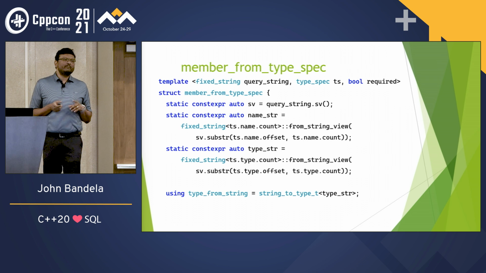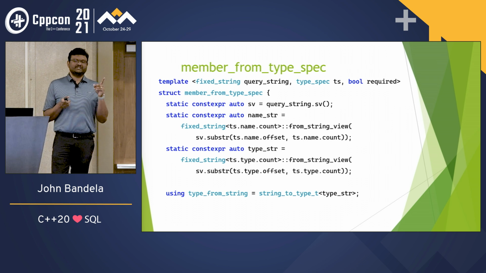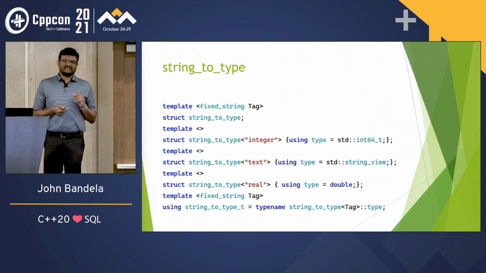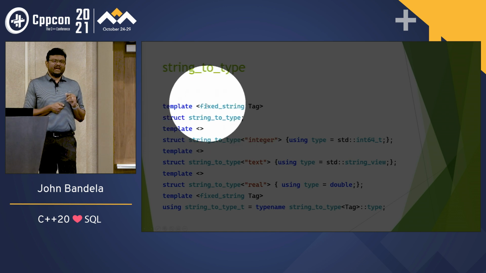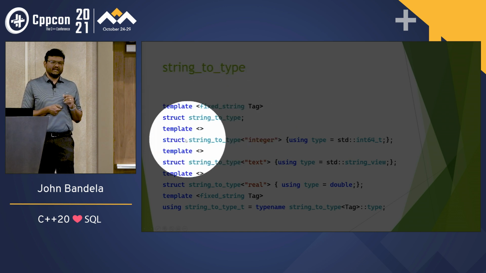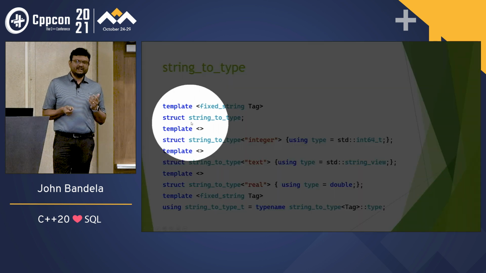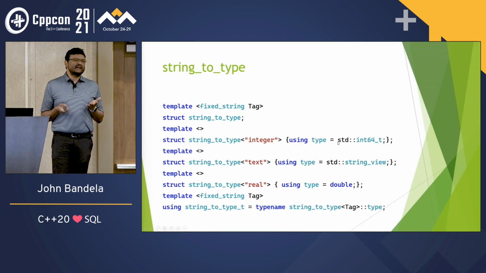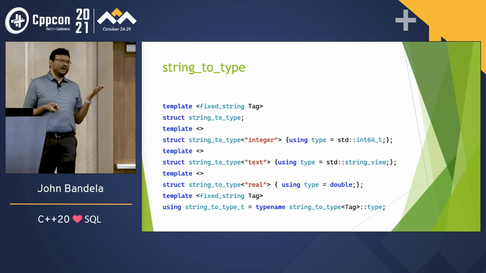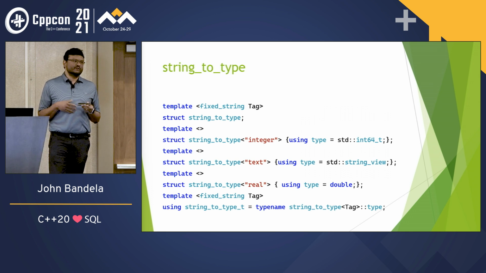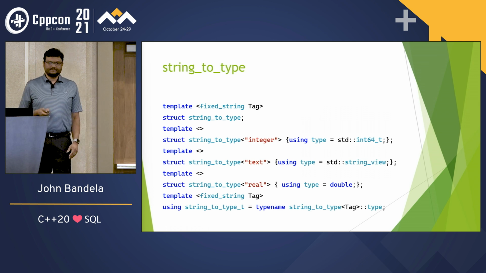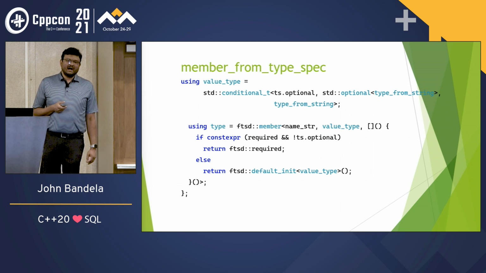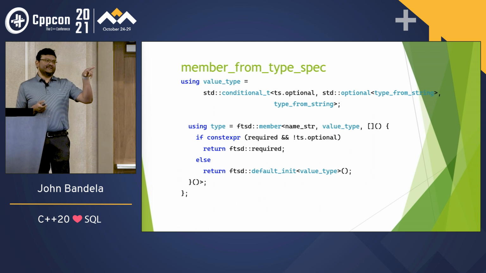Then we convert the string back into a type. The way we do that is we have a string to type, and we say fixed string tag, whatever it is, and just use specialization. So integer type equals int64, text is string view, real is double. If we wanted to add more, we just add another specialization, for decimal, whatever our decimal type is, or for blob, we could say something like std vector or span. So then the rest of the, go ahead, question.